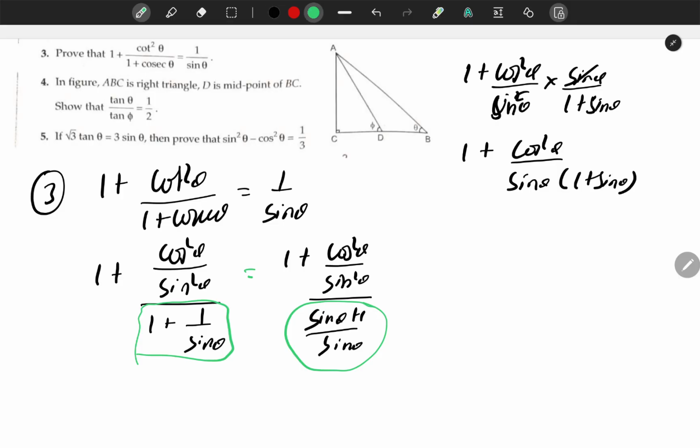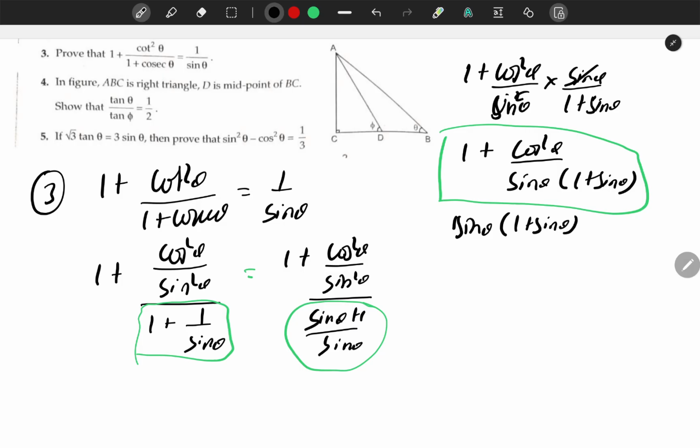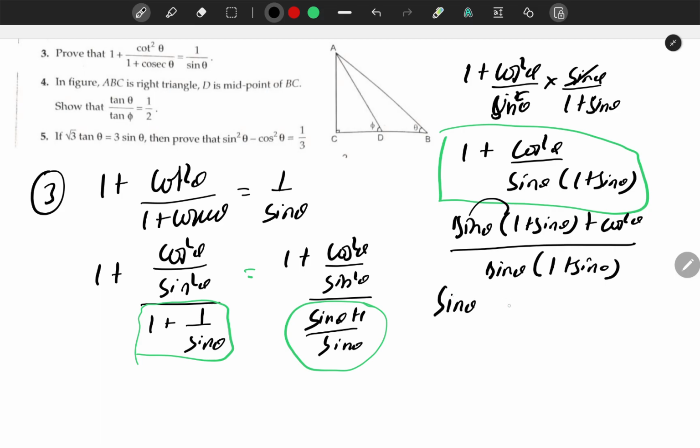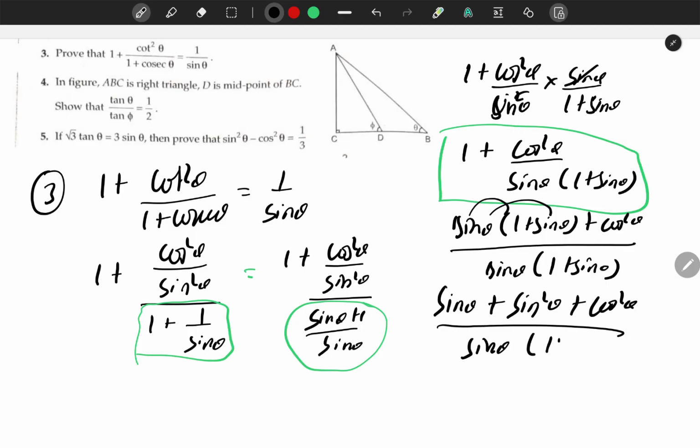Now again, if you take the LCM for these two, sin theta into 1 plus sin theta plus cos square theta by sin theta into 1 plus sin theta. Sin theta into 1 is sin theta, plus sin theta into sin theta is sin square theta, plus cos square theta by sin theta into 1 plus sin theta.